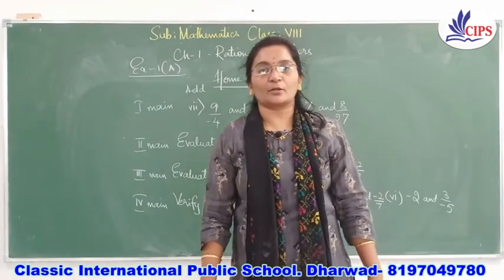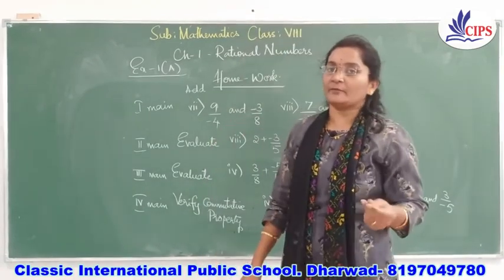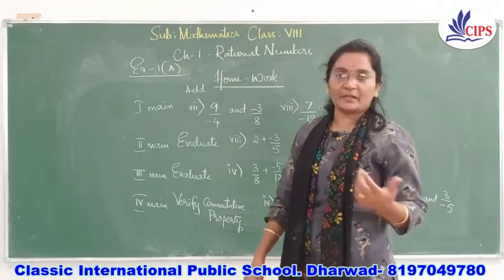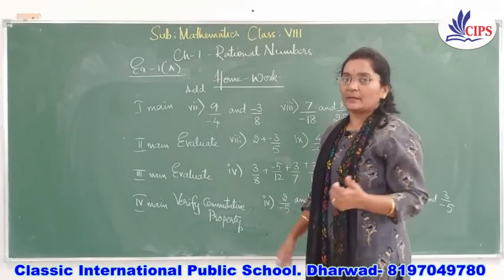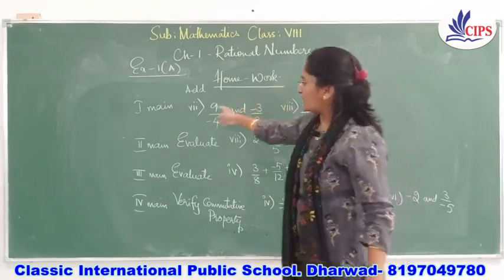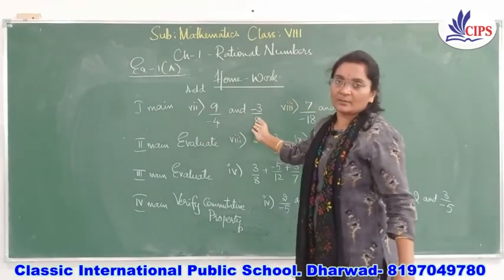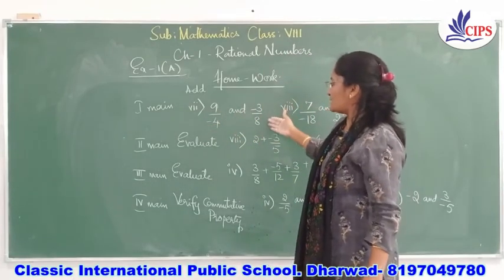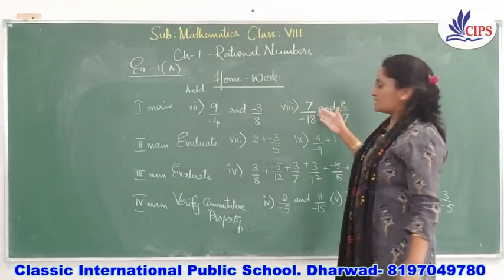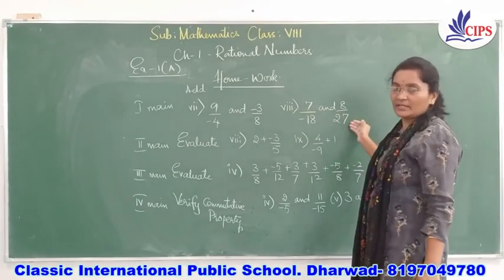Okay, we have completed all the 4 mains, and from each main I have given you 2 problems. Only the 4th main I have given you 3 problems. I'll explain what to do. So here it's a homework. In the first main, you have to add these numbers, that is 9/(-4) and -3/8, and the sums 7/(-18) and 8/27.